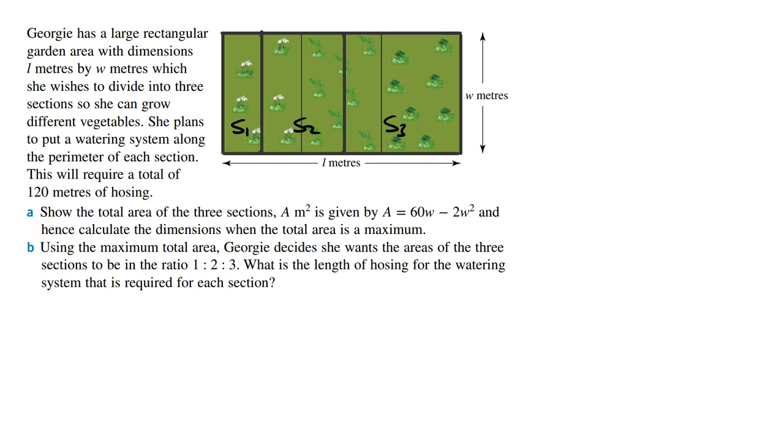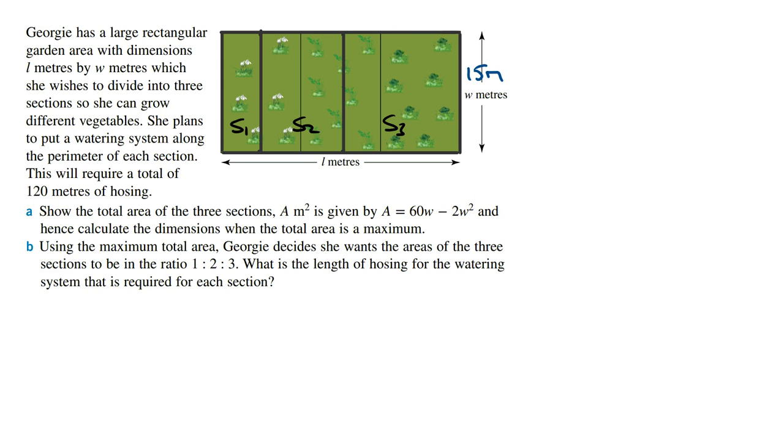To work out the length of hosing needed for each of these sections, we need to work out the length of each of these sections. We note that the width is going to be 15 meters. To work out the length, we need to use the given ratio, 1, 2, and 3. And the way we do that is we first add these numbers. And so adding 1 plus 2 plus 3, we're going to get 6. What this means is that for each 1 meter of hosing, we're going to split it into 6 parts. And so the first section is going to have a length of 1/6. The second section is going to have a length of 2/6. And the third section is going to have a length of 3/6 of 1 meter.